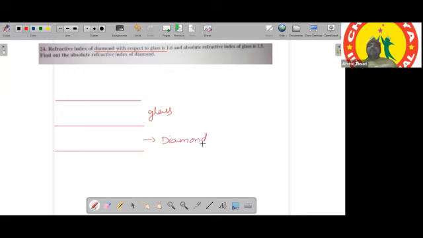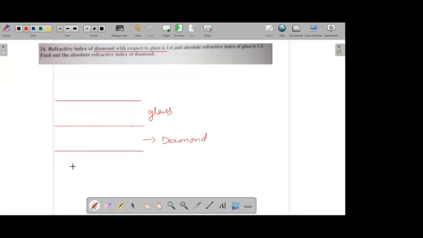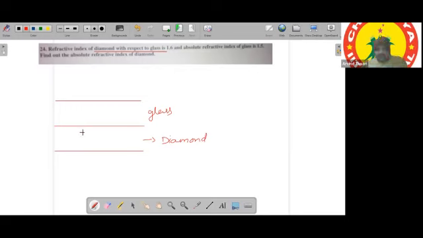Why did I take diamond below? Can anyone tell me why I took diamond below glass? Why not diamond above and glass below? Because they said refractive index of diamond, and refractive index is always calculated for the medium that has the refracted ray. So if I keep the diamond below, then we can compute the refractive index of diamond with respect to this.